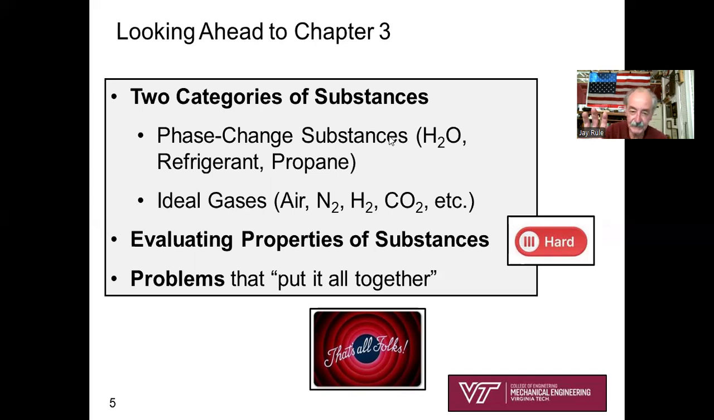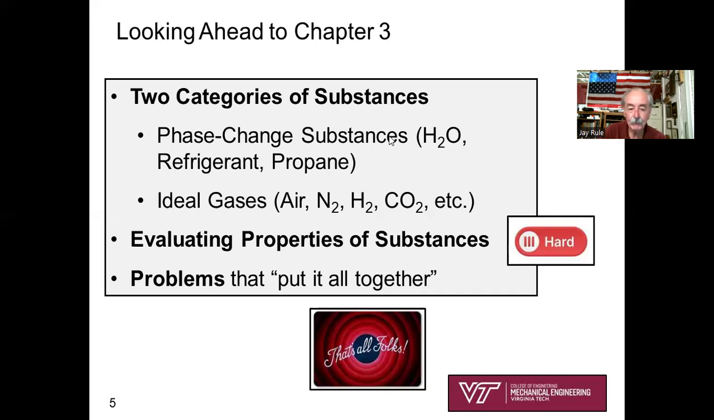So phase change substances are one category of substance, and then ideal gases, typically air, nitrogen, molecules that you recognize as a gas, we're going to describe those as ideal gases. Those are the two basic categories.